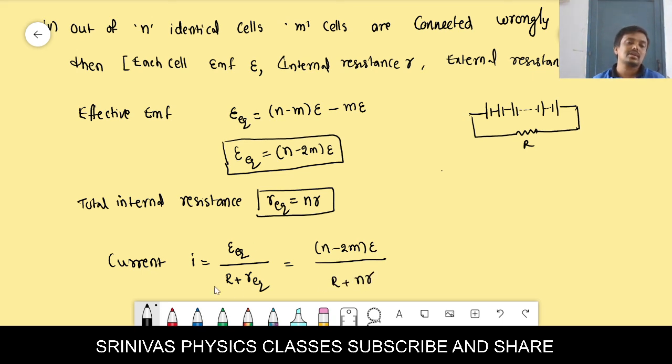Total EMF by total resistance. Total EMF is this one. Total resistance is nr for the internal resistance. There are n cells, so nr will be there, right? And nr is the internal resistance. External resistance is capital R. Total is this one. Total EMF is this one. Okay, understood? Clear, students?